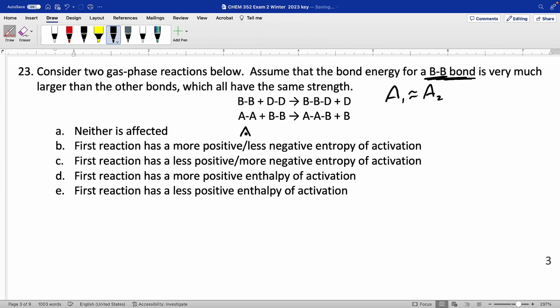So if we drew the transition state for this, we'd have the start of a bond between A and B, and then we're also breaking a bond with that other B atom. And since this is a super strong bond, that's going to cost us some energy. So we expect this second reaction to have a much higher activation energy than the first one. And what does that mean? Well, we can also say that the activation enthalpy for the second reaction should be greater than the activation enthalpy for the first reaction. So a more positive activation enthalpy.